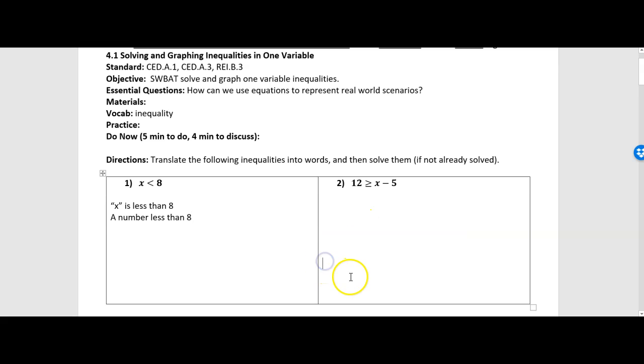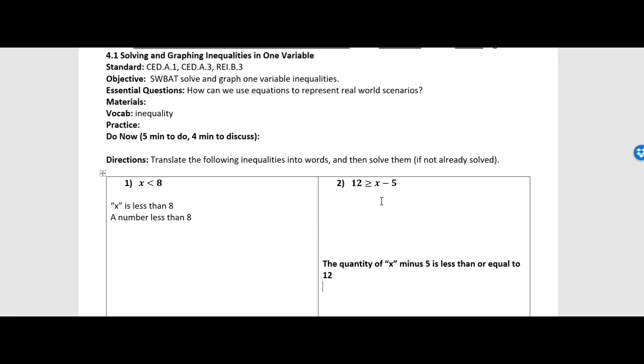If we go over to number 2, I'm going to start this down here because we are going to have to solve this one. Let's think about how we can write this. So our x is on the right-hand side, which means that x minus 5 is less than or equal to 12. So we can say the quantity of x minus 5, and you can put that x in quotes or quotations. The quantity of x minus 5 is less than or equal to 12.